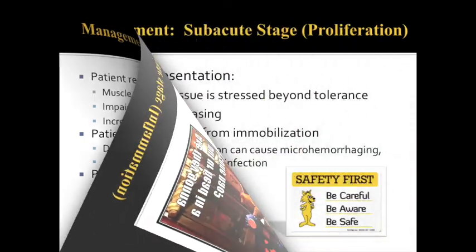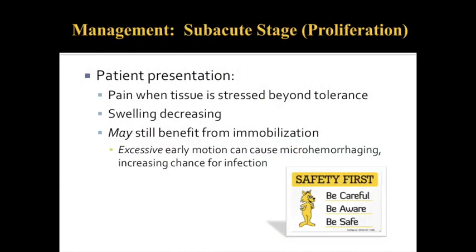Our patient presentation for the proliferation phase or the subacute phase will be a little bit different. Instead, they will experience pain when the tissue is stressed beyond their current tolerance. We should also see the swelling decrease. In this phase, the patient may continue to benefit from immobilization. Why is that? Because excessive early motion can cause microhemorrhaging, and it can increase the chance for infection or re-injury.